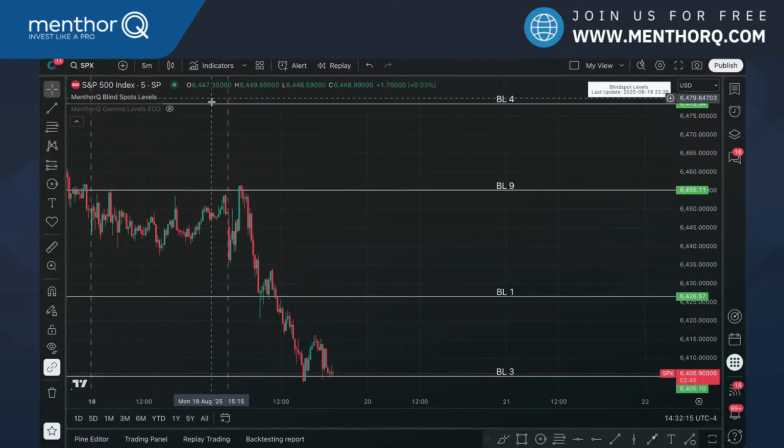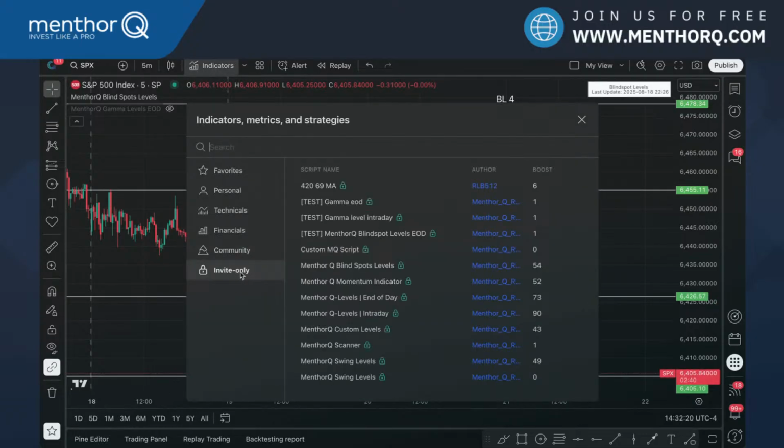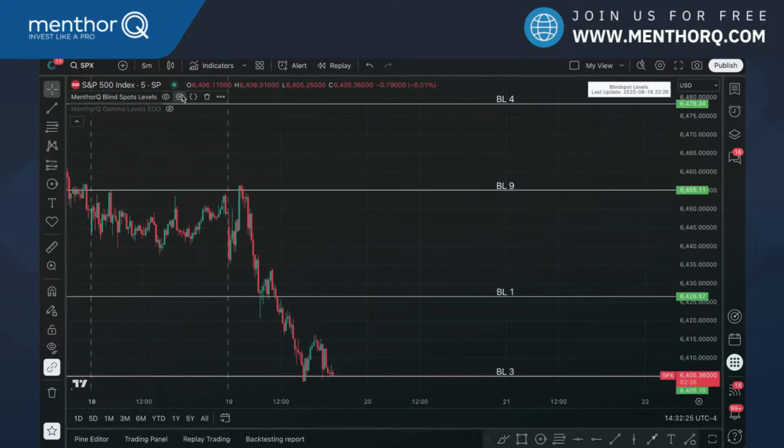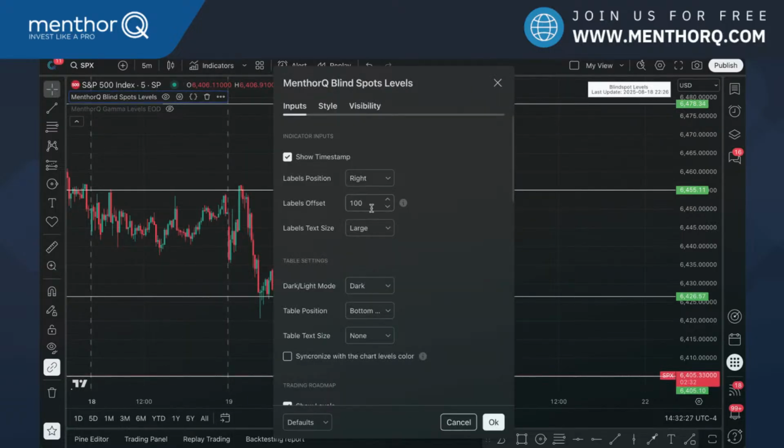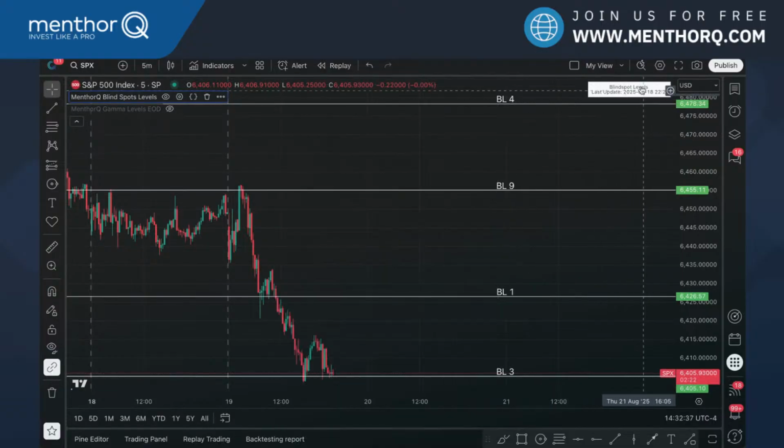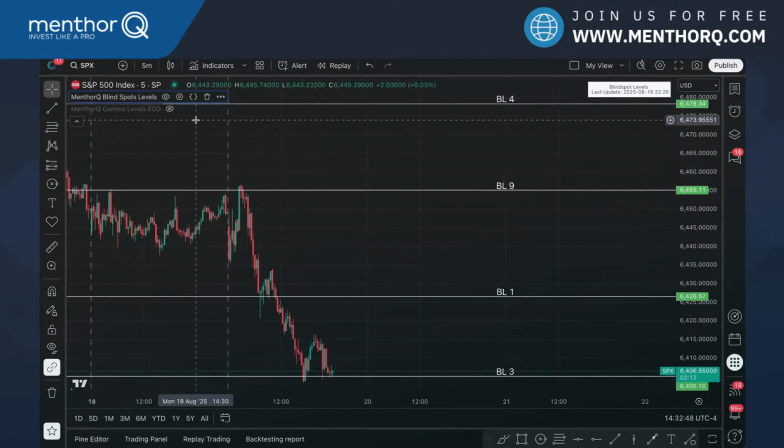Once you connect your TradingView account, you can find the blind spots level indicator under your invite only section right here. You can add it to the chart, and then you can go into the settings. We auto update the blind spots level every day, so every morning you just need to remove and re-add the indicator. Just make sure you always confirm the timestamps. The blind spots levels are updated every day, Monday to Friday at 11 p.m. Eastern. So make sure you do have the latest data available. If you don't, simply remove the indicator and add it back.